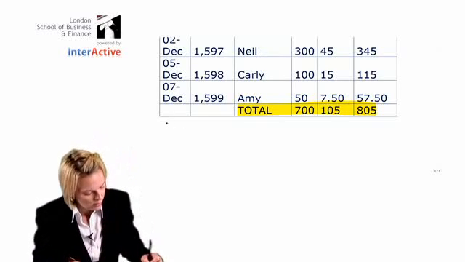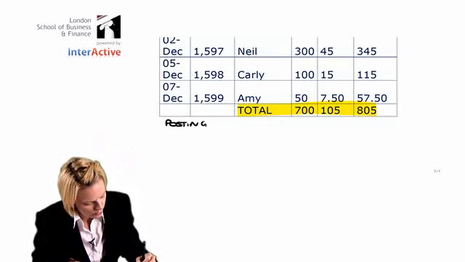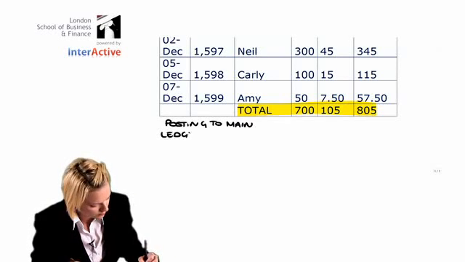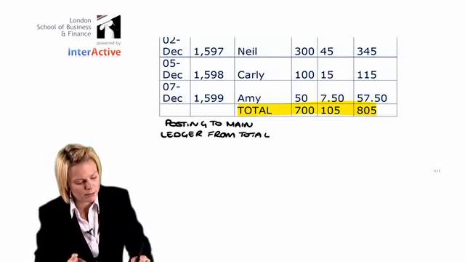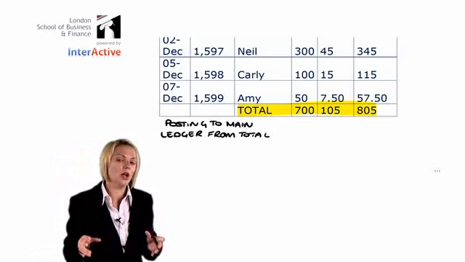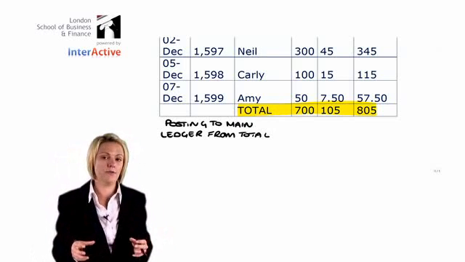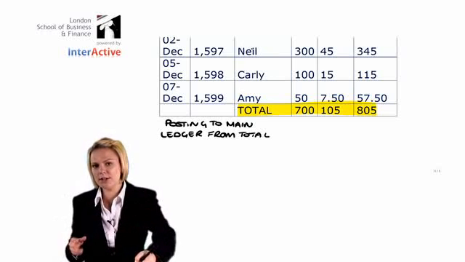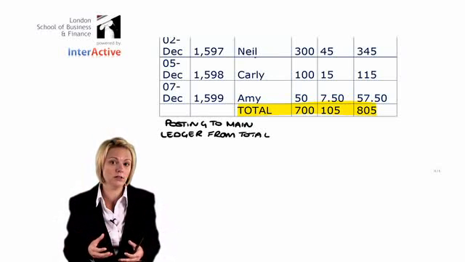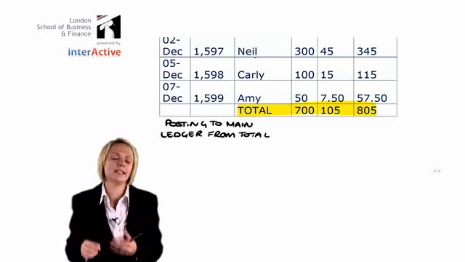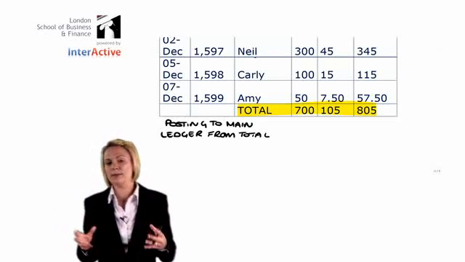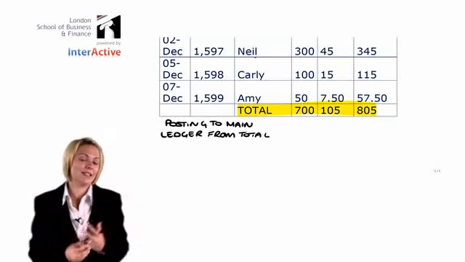Now, posting to the main ledger will always be from the totals. So when we're posting the debit and the credit to the main ledger, we always post using the total figures. Rather than doing 4 individual debits and credits for each individual customer, we're going to post the total, or the sum of those 4, into the main ledger. It's just so we keep the ledger accounts nice and clean and easy to read.